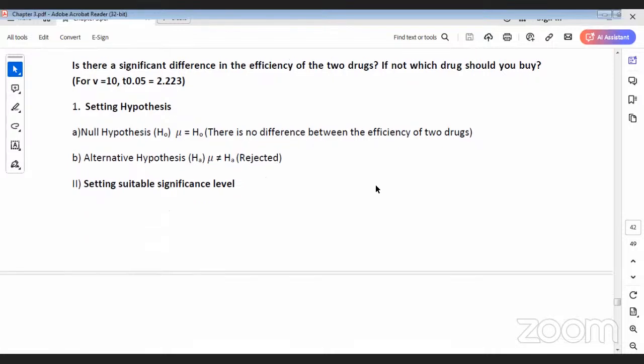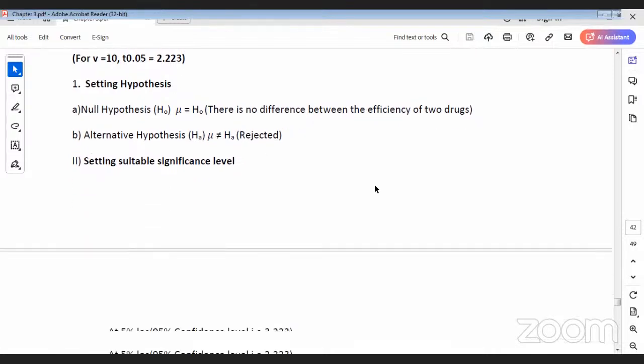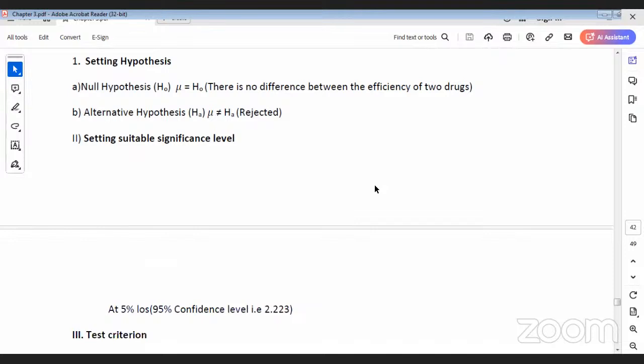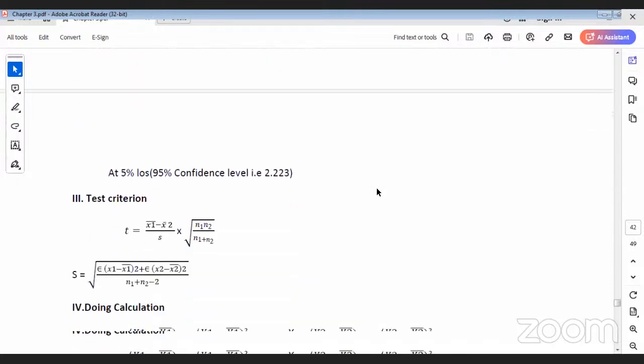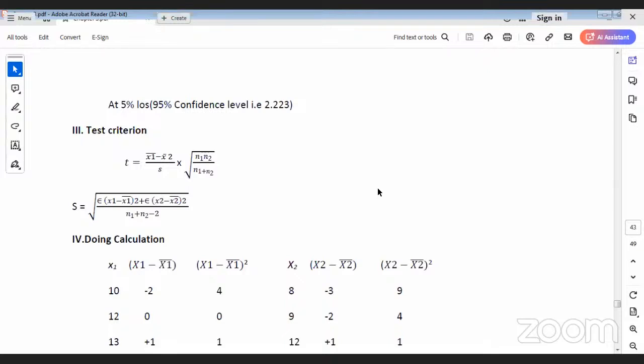So you see this one, setting hypothesis, alternate hypothesis, the common. Setting suitable significance level, ఇది కామనే. Okay, test criterion T is equals to x bar 1 minus x bar 2 by s into under root n1 into n2 by n1 plus n2. S is equals to under root sigma (x1 minus x bar 1) squared plus sigma (x2 minus x bar 2) squared by n1 plus n2 minus 2.